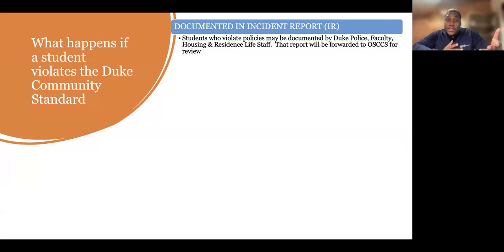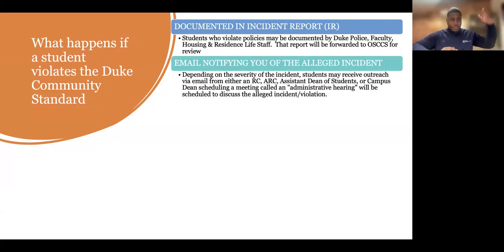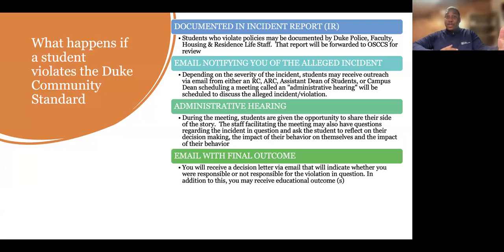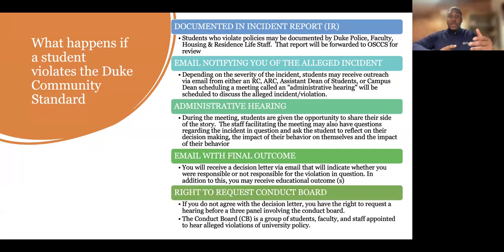Next slide. What happens if you violate the Duke Community Standards? So again, there's documentation that's happening. You're going to receive an email regarding the severity of the incident. You're going to receive an outreach from either an RC, an ARC, an assistant dean of students, or a campus dean, to have that meeting. During the meeting, you're given an opportunity. We're going to read you the incident report. We're going to ask if there are any questions, is something we're missing, and what your perspective is.